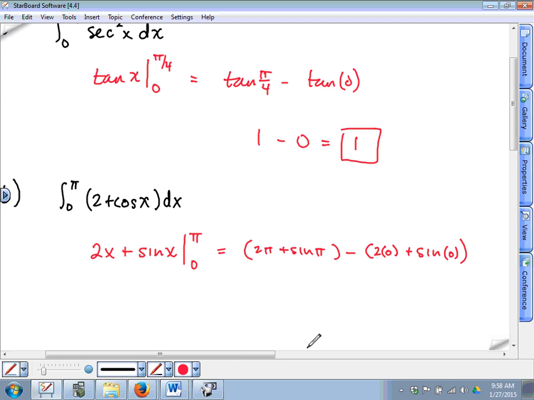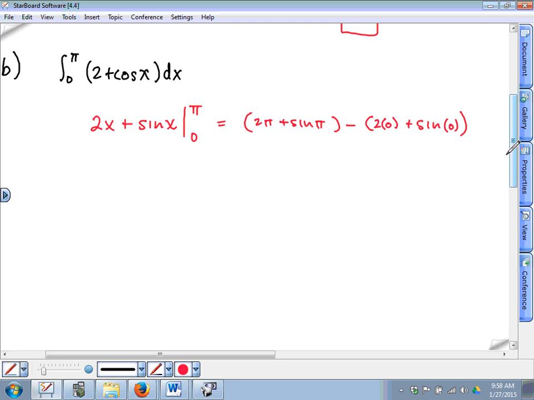So, what's the sine of pi? Sine of pi is 0. Sine of 0 is 0. 2 times 0 is just 0. So it's just 2 pi.